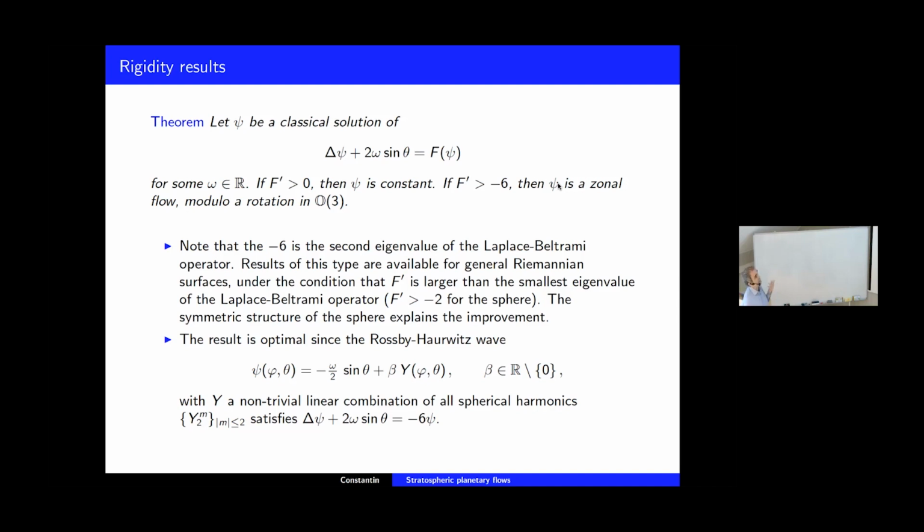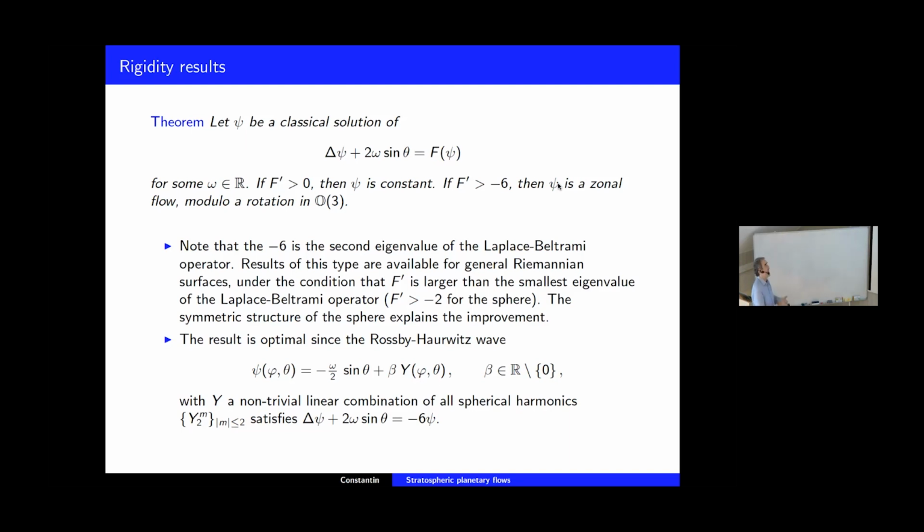Now, this is a standard thing if this would be the first eigenvalue. I mean, for me, the first eigenvalue is, but it's not the first, it's the second. And this is because of the symmetries of the sphere. So, for an arbitrary manifold, there is a recent paper co-authored by Pierre Constantin, where this kind of result is proved for the first eigenvalue. This is the second, -6 is the second eigenvalue. And the result for the first eigenvalue would correspond to f prime bigger than -2.